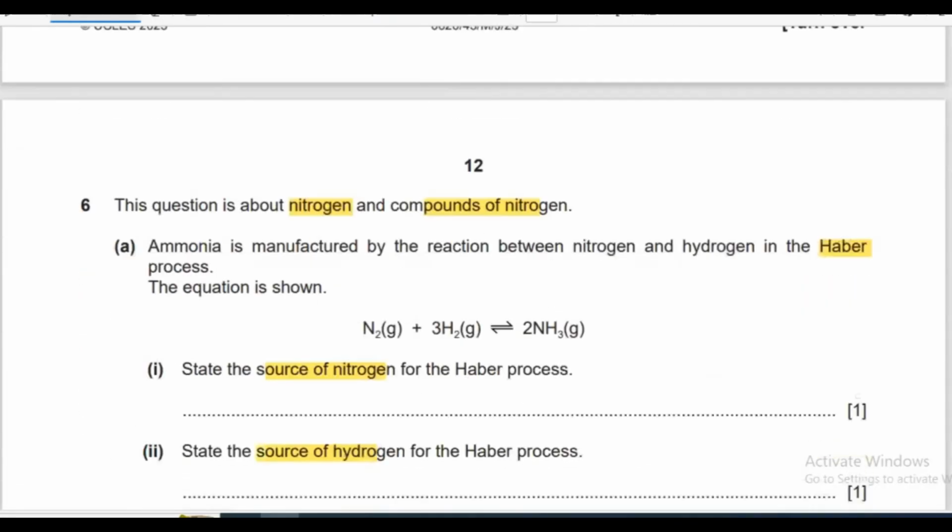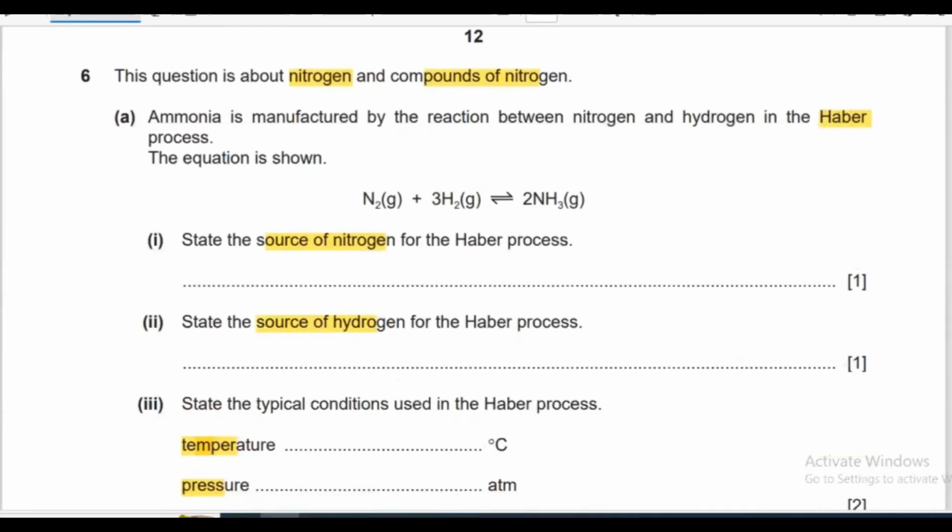Okay, move to the next part. This is regarding the Haber process. State the source of the nitrogen. Nitrogen is obtained from the fractional distillation of liquid air, so air is the source of nitrogen. Hydrogen comes from the cracking of petroleum or by reacting methane with steam. So methane or petroleum is the source for hydrogen.